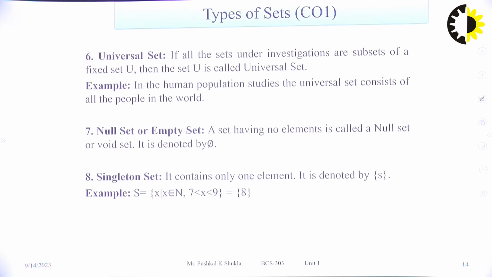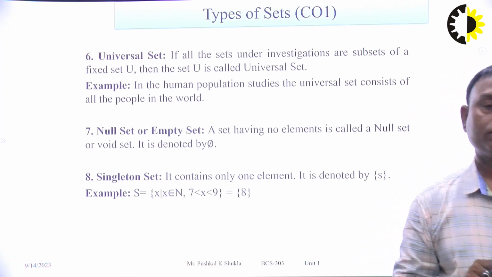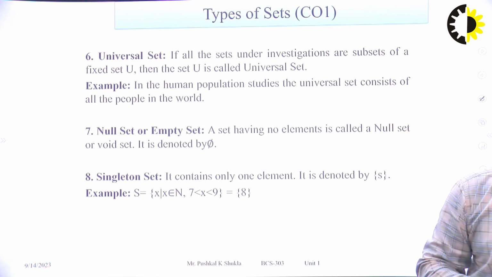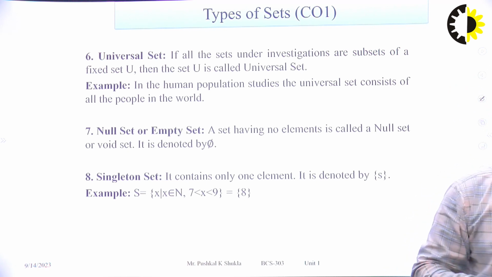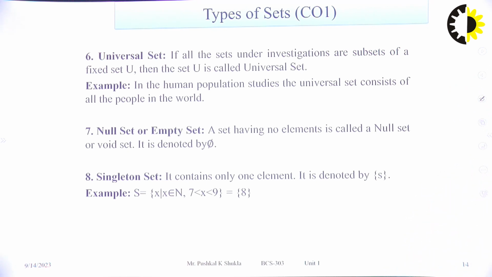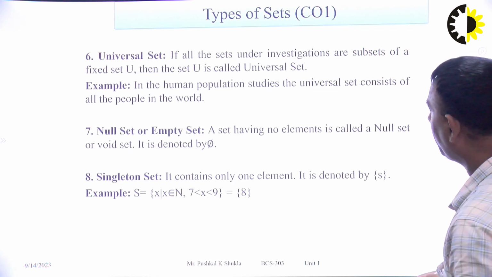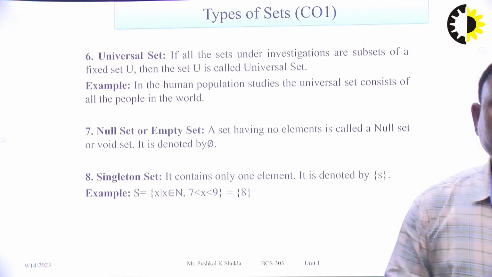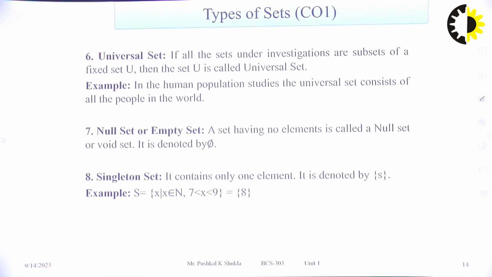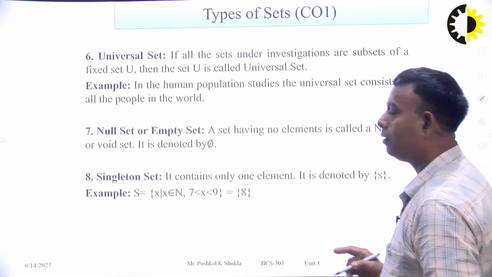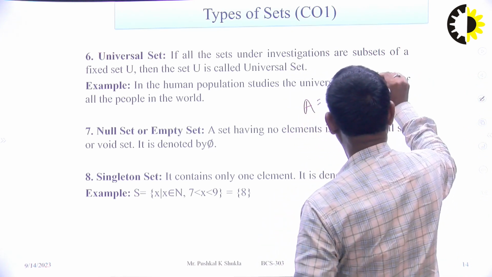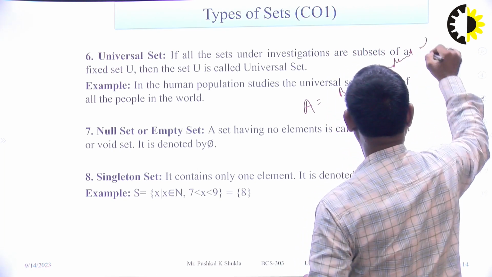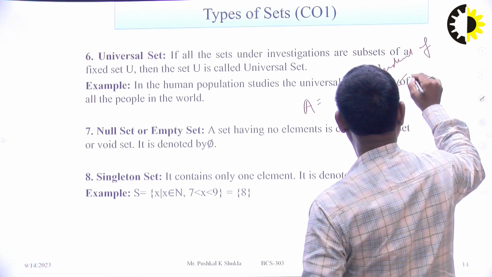Universal set. The universal set is represented by the capital U. If all the sets under investigation are subsets of a fixed set U, then U is called the universal set. It can vary from situation to situation, circumstance to circumstance. For example, if we say B.Tech students of Ghaziabad is a set A, B.Tech students of AKGEC Ghaziabad.